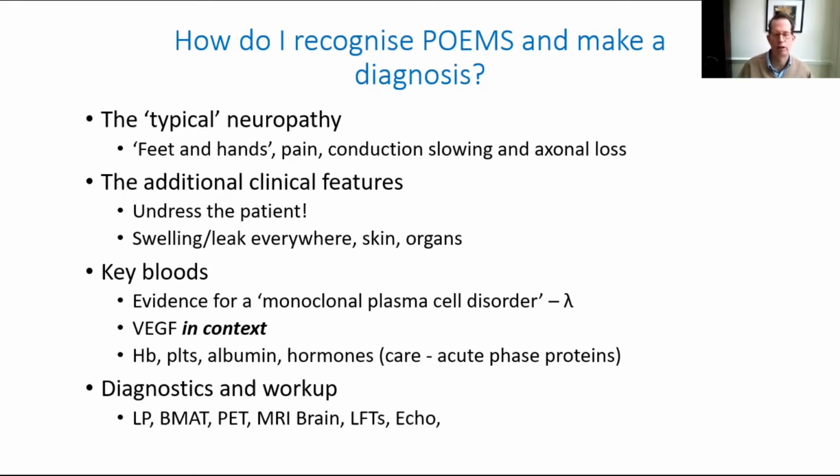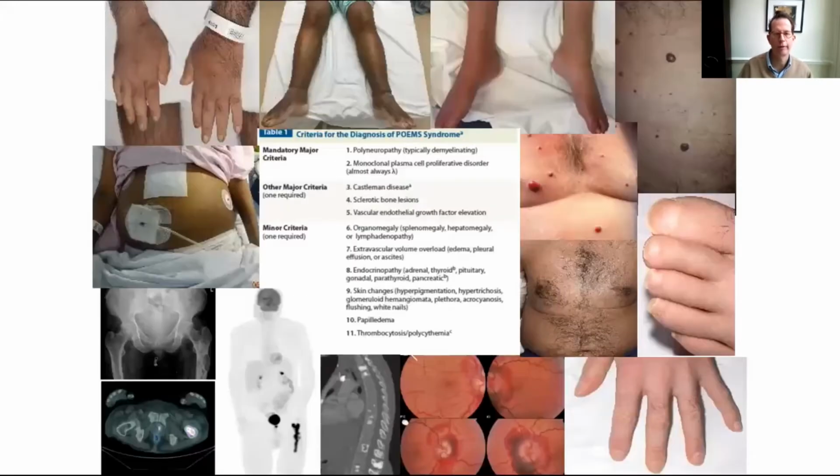You should undress the patient, and you find swelling and leak in lots of places: in organs, in the skin, in the peripheries, and in the eyes. And here are some of those features that you can see here, including ascites, bone lesions that can be hot on PET scan, the hemorrhagic papilledema, the skin abnormalities, the increased hair, and these very typical glomeruloid hemangiomas that occur on the chest.